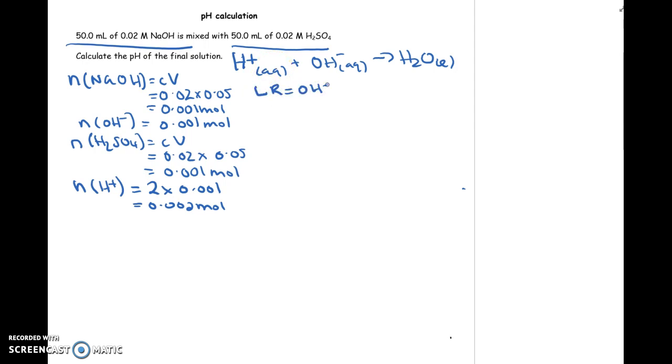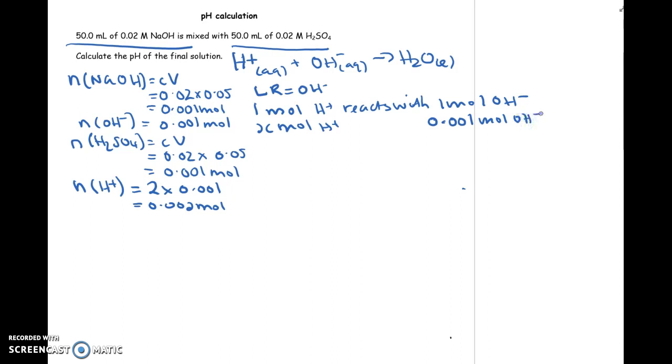Now I'm going to have to find the number of moles of hydrogen ions that are used. So 1 mole of hydrogen ions reacts with 1 mole of hydroxide ions. So X moles of hydrogen ions are going to react with 0.001 moles of hydroxides. Once again, it's pretty easy because it's a 1-to-1 ratio. So the number of moles of hydrogen ions that were used will equal 0.001 moles.